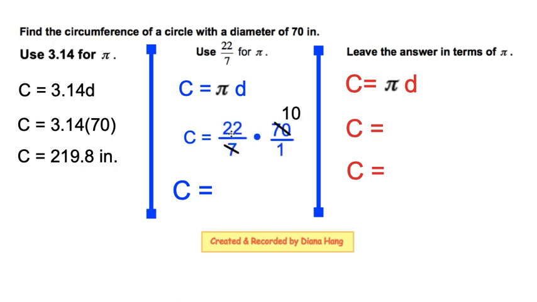Another formula that we could be using for pi is 22/7. So by using that fraction, you can cross-cancel the 7 and the 70, and that will get you 220 inches.